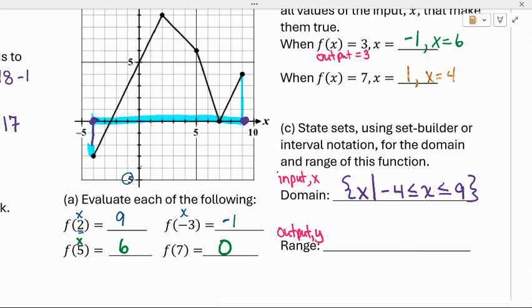Meaning that the domain points, any input value is going to be in between -4 and 9, including -4 and 9. So we say it's between -4 and 9 inclusive. That's why we use the equal sign with the inequalities. -4 is less than or equal to. Okay, if there had been an open circle on one of those, then we would have had to change the way we wrote our inequality.